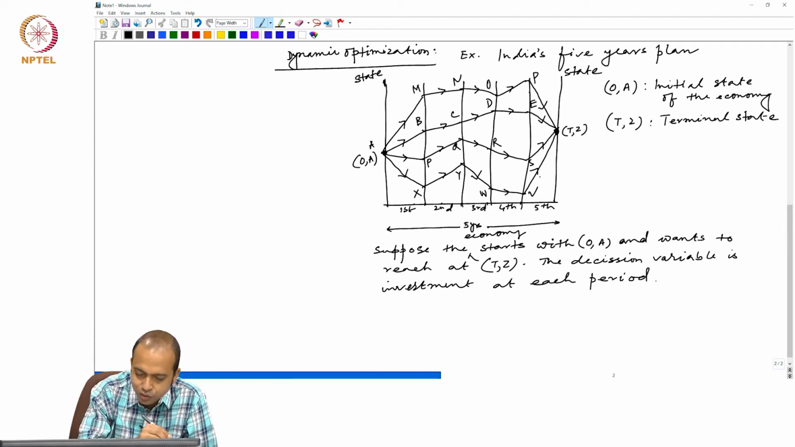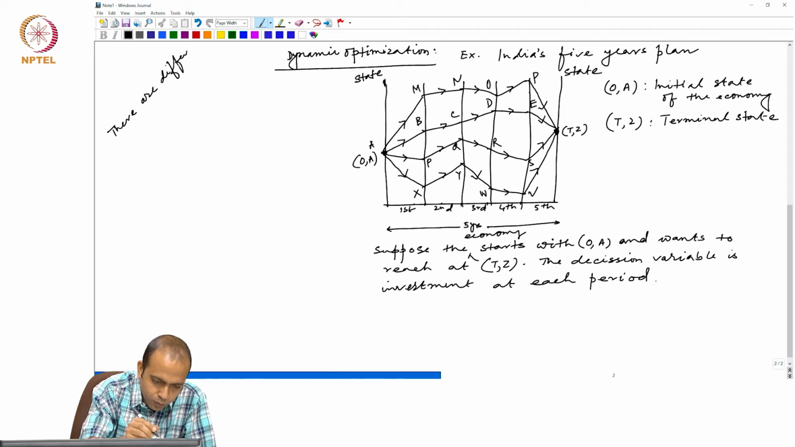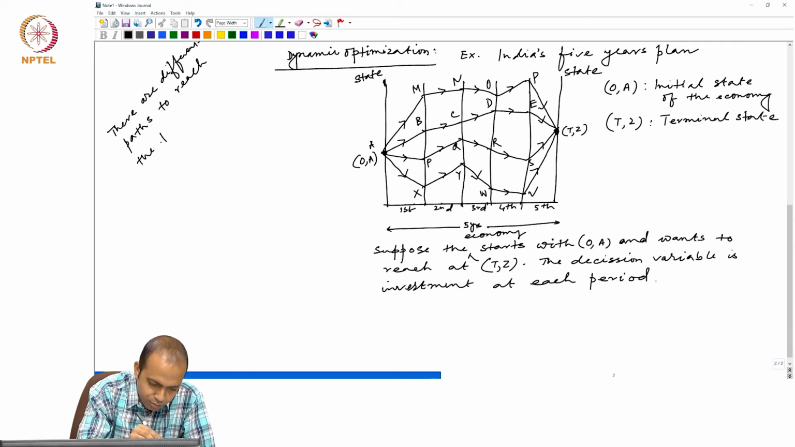So, how will you name these paths? There are different paths to reach the terminal state from the initial state.